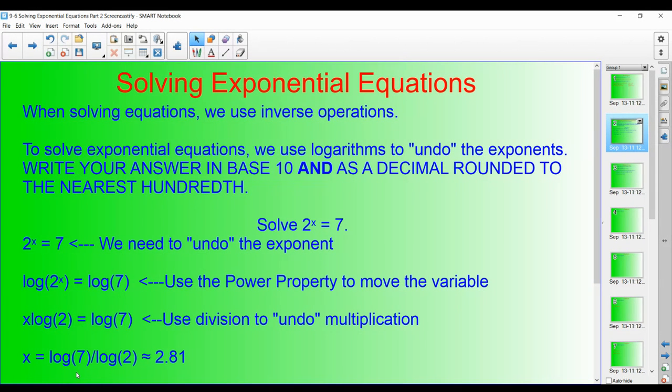They're both in base 10, so you can put it in your calculator if the problem asks you to evaluate as a decimal or round to the nearest hundredth, to 2 decimal places. But if it says for the exact answer, it wants log of 7 divided by log of 2.